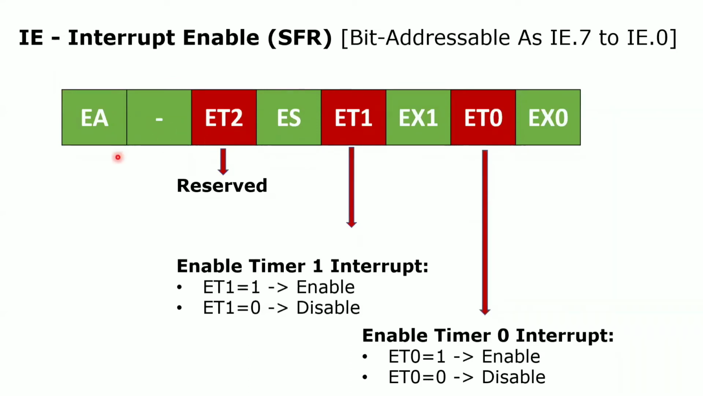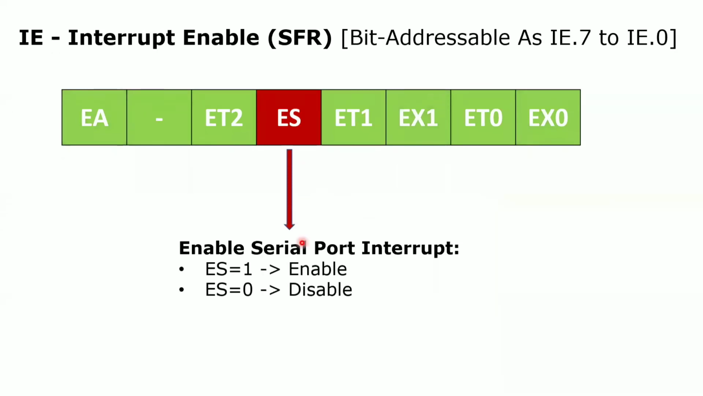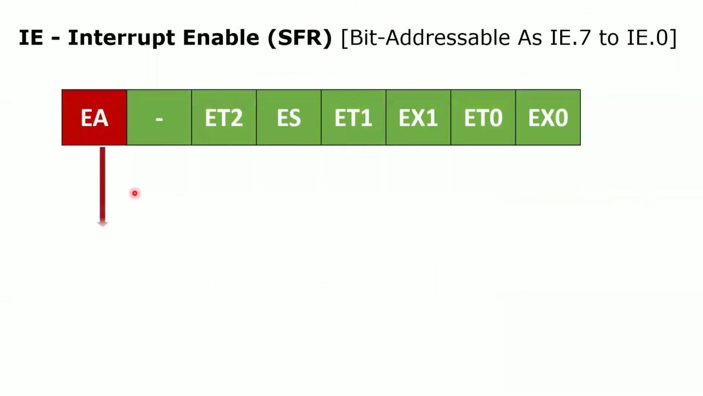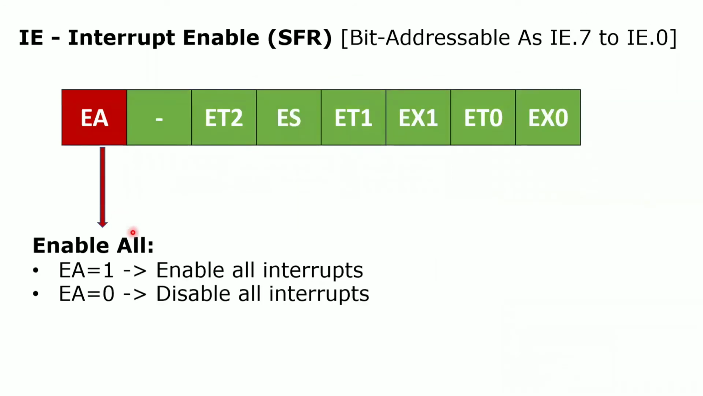The next one is enable serial port, which is able to enable or disable the serial port. The last bit is enable all. I am sure you know this by reading the name. Enable all means it will enable all the interrupts. EA equals 0 means it will disable all the interrupts.